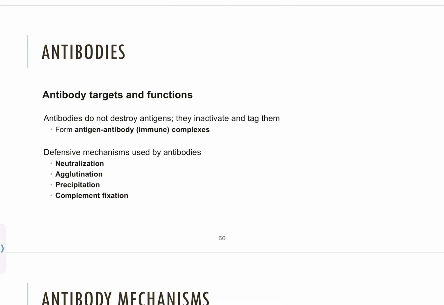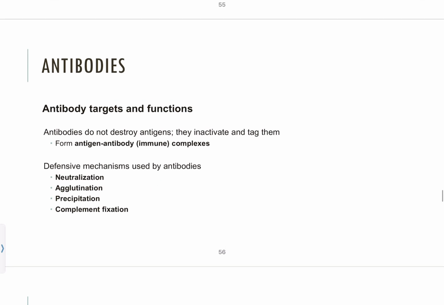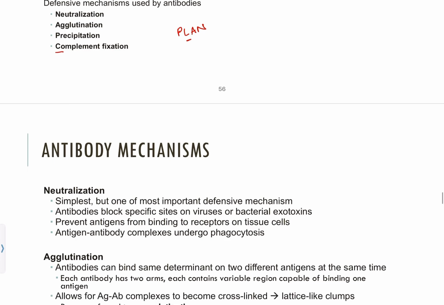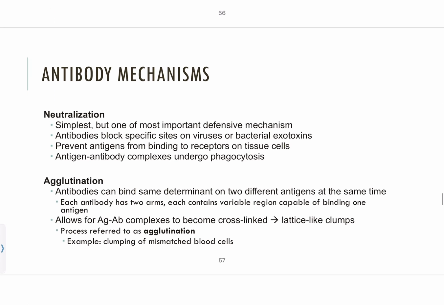Now we're going to talk about antibody targets and function and some of the defense mechanisms that are accomplished by antibodies, which are listed here. The acronym for these is PLAN, where the P stands for precipitation, the L stands for lysis by complement, the A agglutination, and N neutralization. So let's talk about these in more detail.